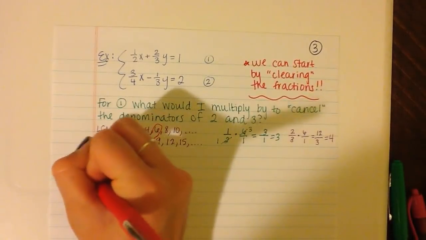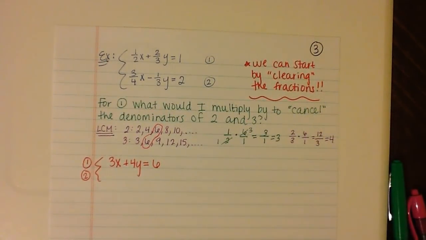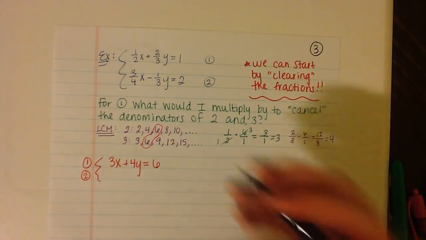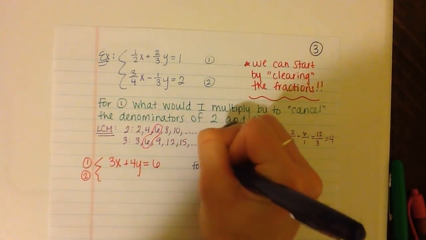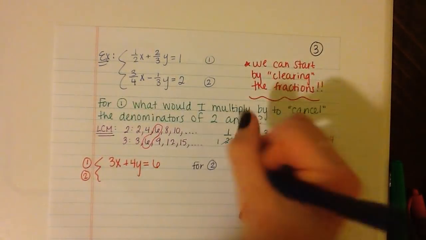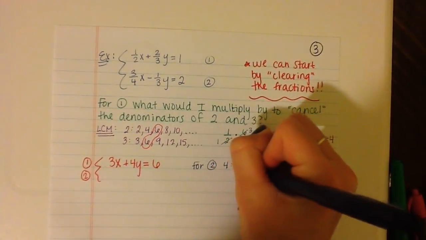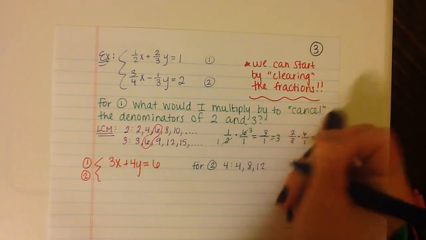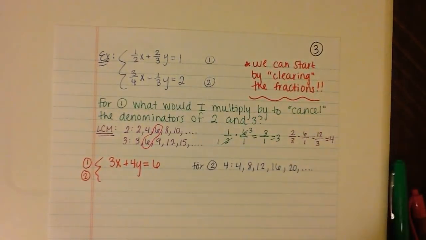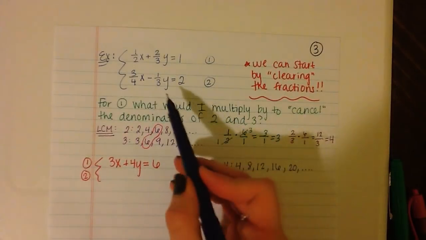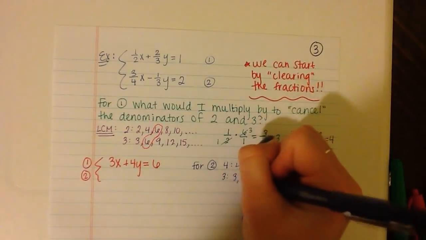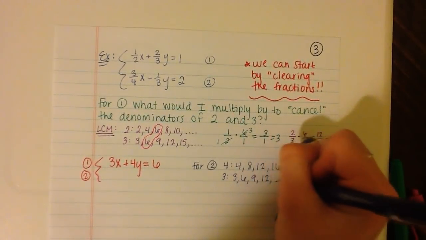So that is our first equation. Now we have to get rid of the fractions in the second equation. So for equation number 2, our first denominator is 4. Let's find the multiples of 4. We have 4, 8, 12, 16, 20, on and on. Our second denominator is 3. So we have 3, 6, 9, 12, on and on.